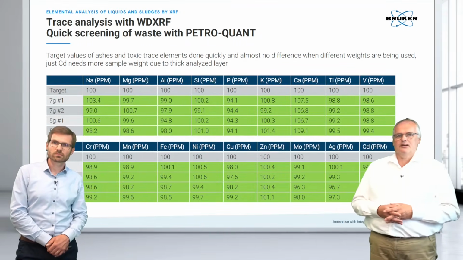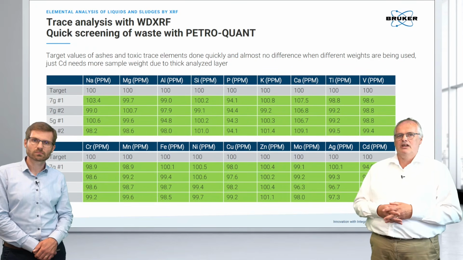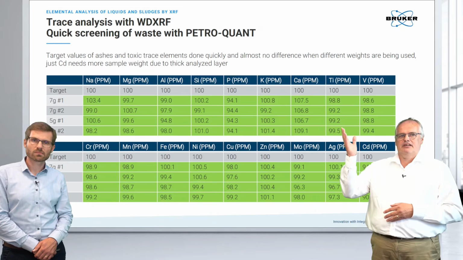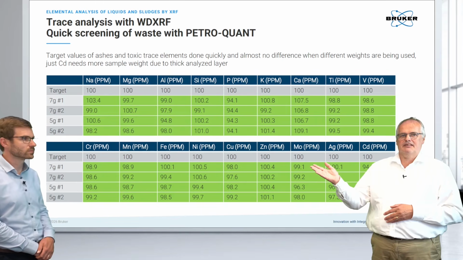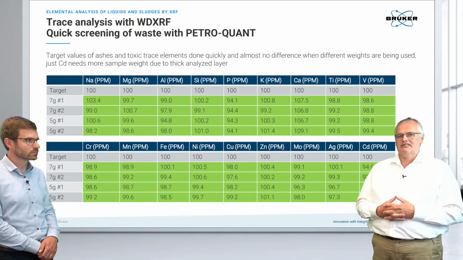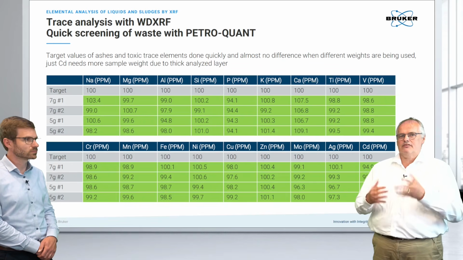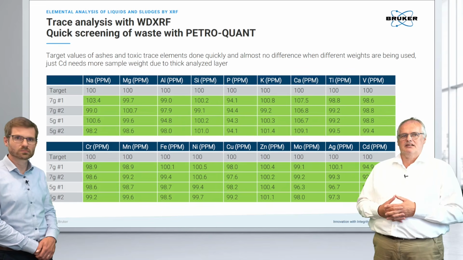One of the things I wanted to show is used oil, actually the screening of waste oil. We have here the ash-forming elements, and then some heavy elements like molybdenum, an additive, or copper. And you can see, independent of the weight, the software calculates the right value. Just for cadmium, it gets a little bit weaker.